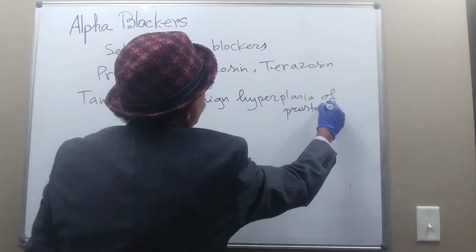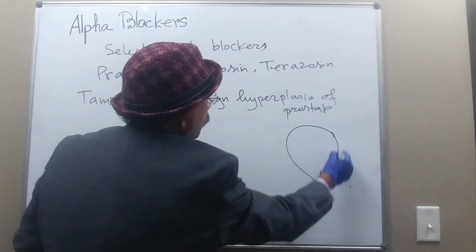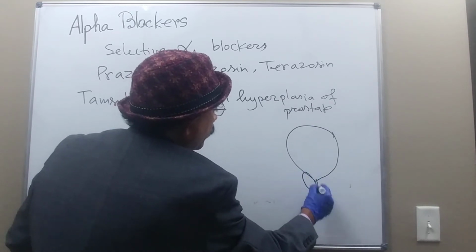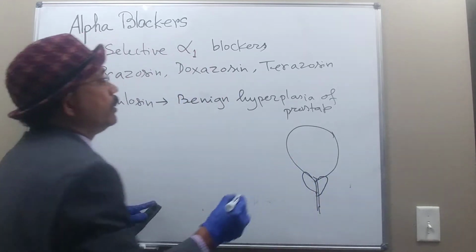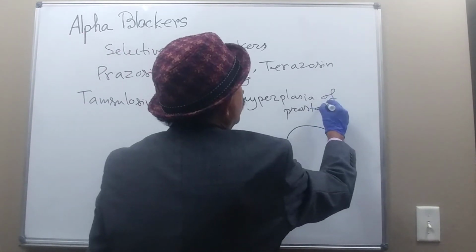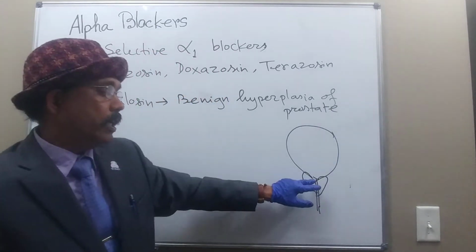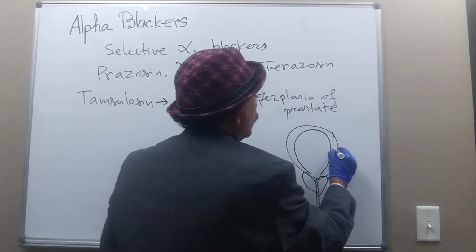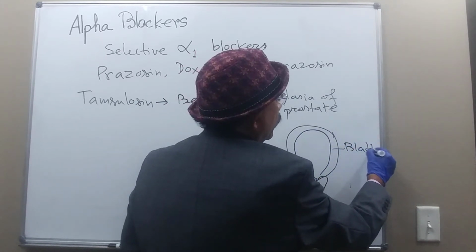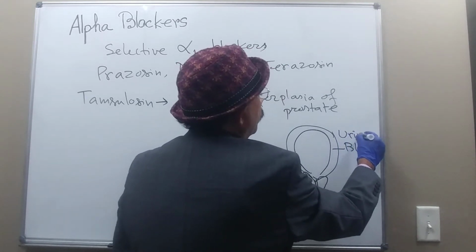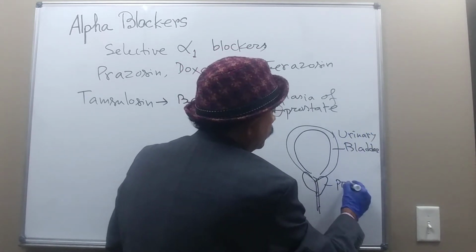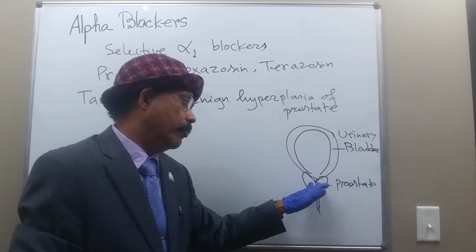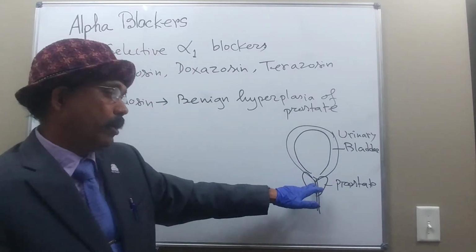So this is our urinary bladder, and this is the urethra, and this is the prostate in the male. It decreases the smooth muscle tension in the internal urethral sphincter. This is the bladder, the urinary bladder. This is the prostate gland, a fibroglandular organ in the male, a part of the reproductive system.